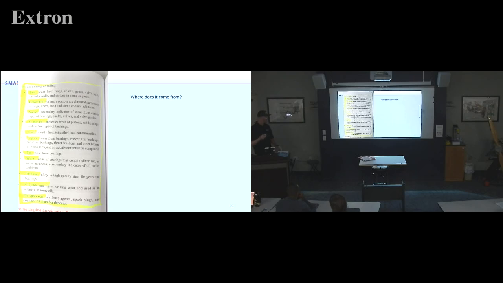Lead and molybdenum. We'll let you tell us what that is. It's probably moly, and it's gear or ring wear, and it's used as an additive in some oils. I have no idea. So, apparently if molybdenum shows up, it's your gears or rings, or some oil. Oh, hey, last but not least, Dan Wilson.